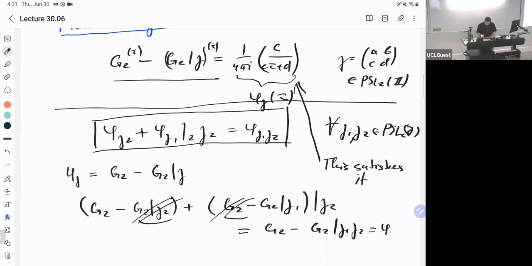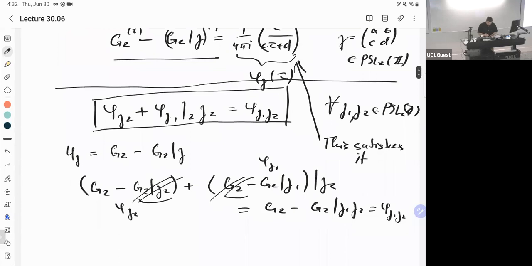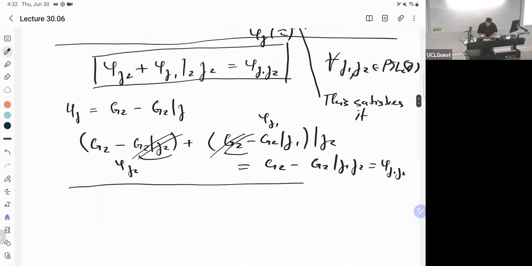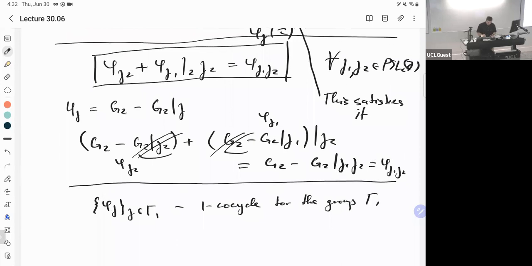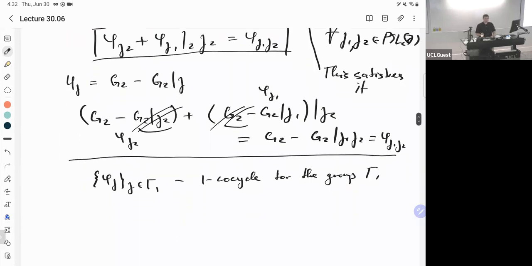And this is what we called phi gamma 1 gamma 2. So this was phi gamma 2. And this is phi gamma 1 acted on by element gamma 2. So what this means more conceptually is that phi gamma, the collection of all these functions, is what is called the one cocycle in group cohomology for the group gamma 1. And that's about as far as I will go into cohomology.